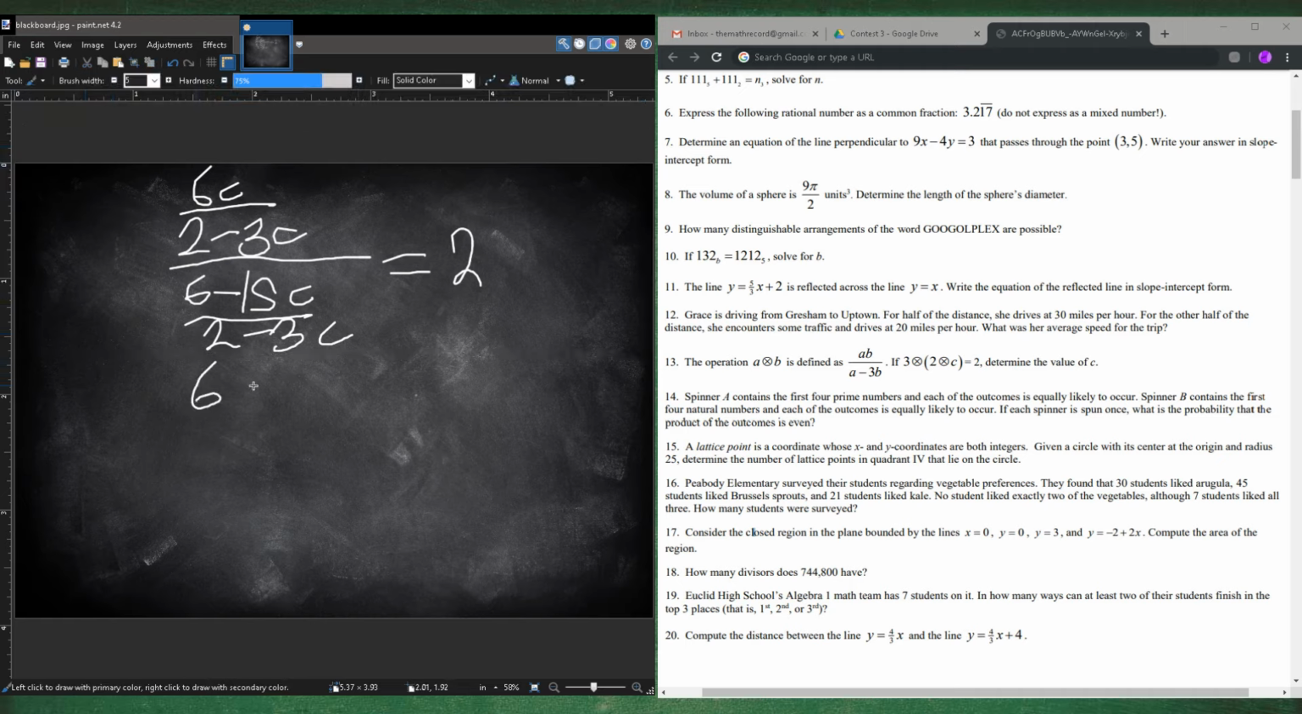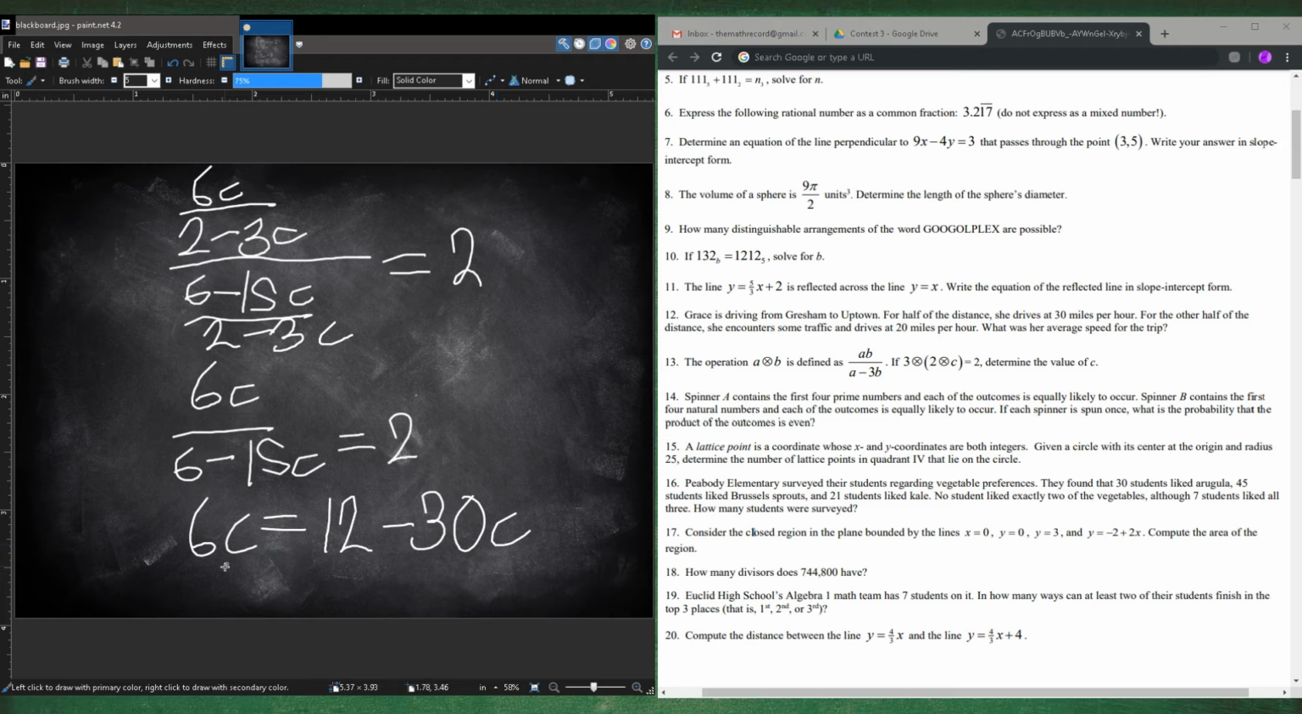And we get 6C all over 6. Sorry, 6 minus 15C is equal to 2, because dividing by a fraction is just multiplying by its reciprocal. So this gets 6C is equal to 12 minus 30C. And this gets 36C is equal to 12. So then C is just equal to 1/3. So that's your answer, 1/3.